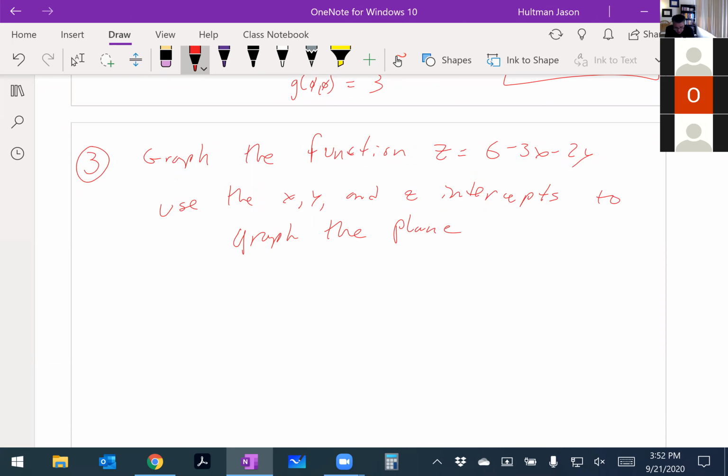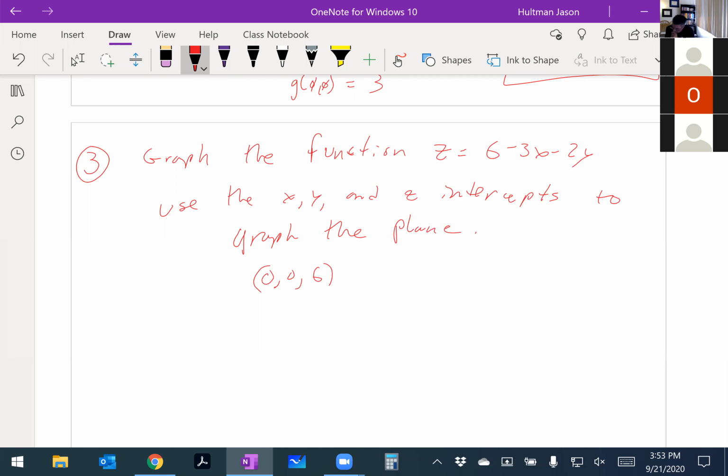Okay, so to graph the plane, let's do that. If x and y are 0, we'll call this point 0, 0, c. So 0, 0, c is going to be where? Well, if x is 0 and y is 0, isn't z equal to 6? Wouldn't that be true? So 0, 0, 6.